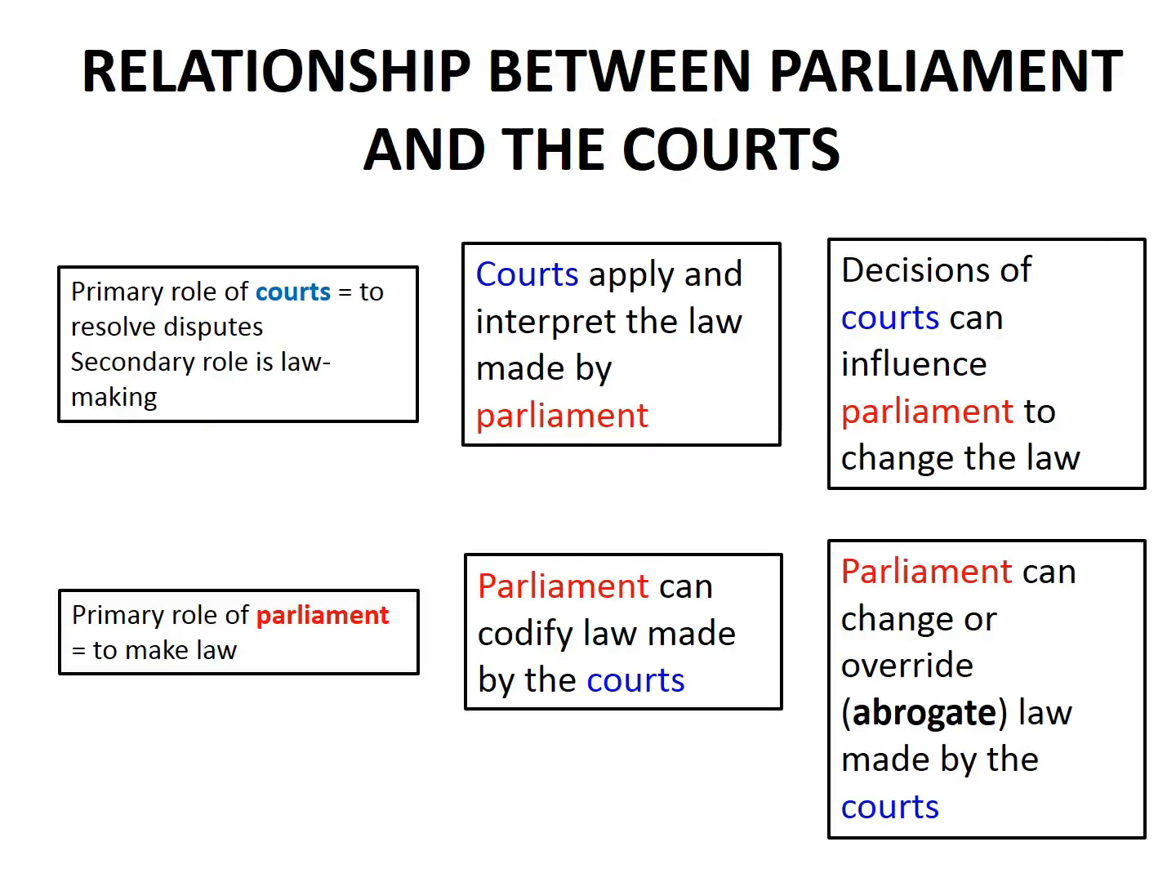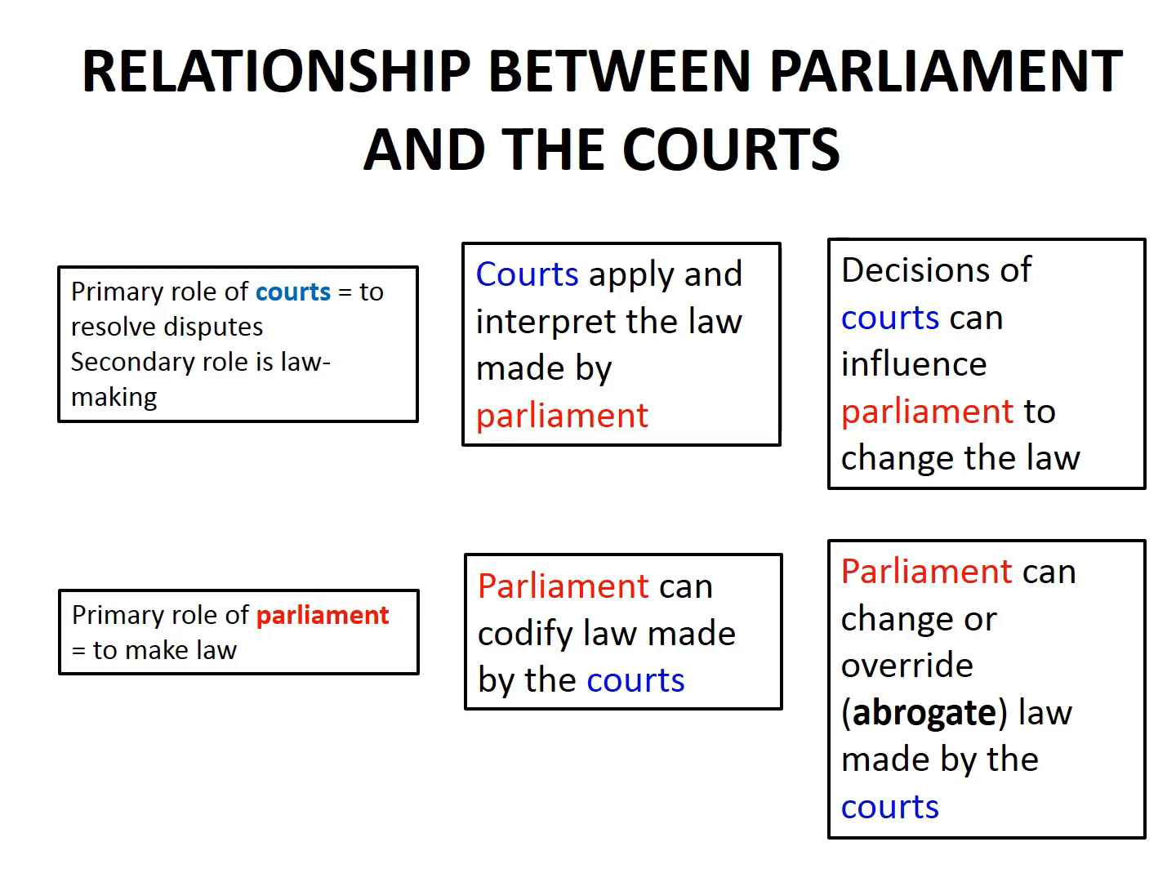Let's get started then. As we've seen, the primary role of Parliament is to make laws. Parliament makes laws by passing statutes, which are also called Acts of Parliament or legislation. On the other hand, the primary role of courts is to resolve, that is, to decide disputes. So, for example, in a criminal case, the role of the court is to decide whether the accused is guilty or not guilty of a criminal offence.